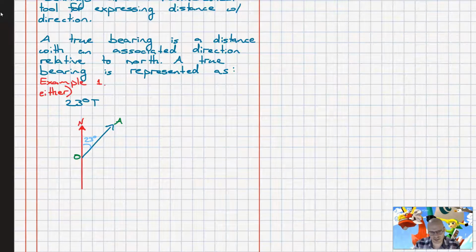The second, or the alternate way, is we can stick a 0 in front of the digits. So we go 023 degrees, and this also represents a true bearing. The representation is in fact exactly the same as the first method. So two different ways of representing the same information.